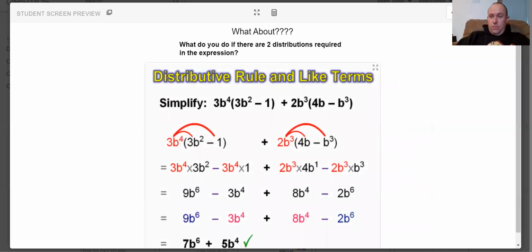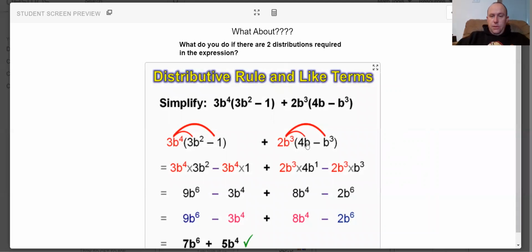As the questions get more complicated, as the ones where we have two sets of parentheses, we just treat them as separate questions. So you'd work out the answer to this question, work out the answer to this question, and then combine your answers. So if I'm looking at the numbers here, 3 times 3 is 9. B to the 4 and b to the 2, add the exponents. 4 add 2 is 6. 3 times -1 is -3. There's only one letter here, b to the 4, so I need a b to the 4.